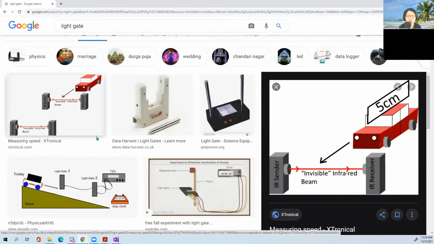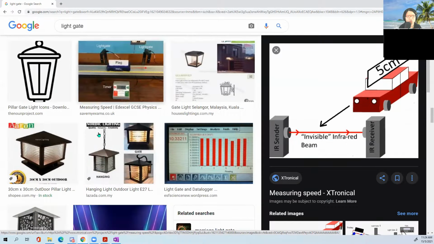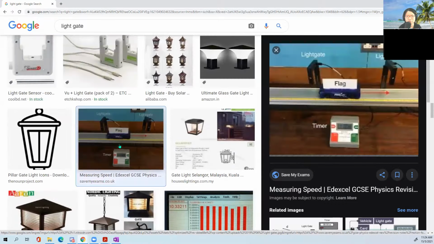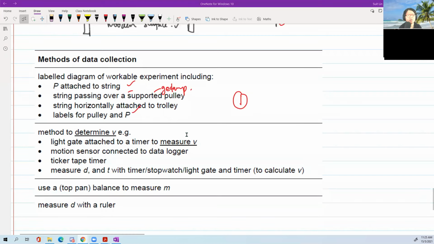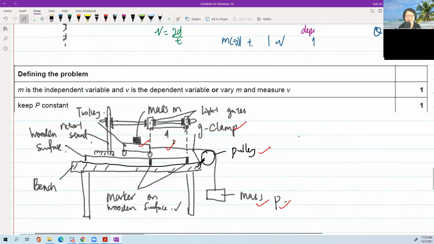We connect this to a computer or a CRO, which they are not showing me right now. Something like this. There's a device one now. You can press through different modes. Okay, so these are all light gates. So you want to use light gate, can. Motion sensor connected to data logger, can. Ticker timer tape also can, but these are not very common that you use in the lab. I write about something that you used before. Measure D and T with timer or a stopwatch or a light gate to timer. So my light gate is to measure time.